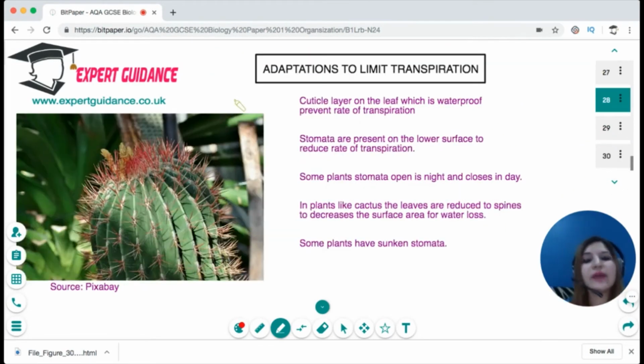Okay, now transpiration is a necessary evil. Why? Because transpiration is required for the uptake of water, but it can also cause the plant to unnecessarily lose water and can wilt, they can droop.